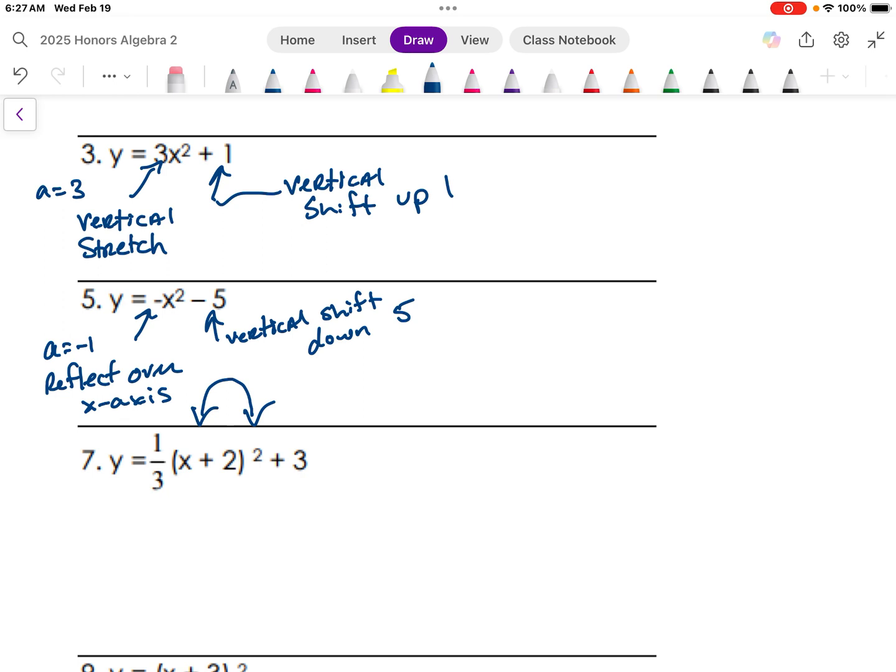All right, number 7, three things going on here. We got something out front, something in the middle, and something at the back. So again, out front of the parentheses tells me my vertical shrink and reflections and my stretches. Well, again, it's 1/3. A is equal to 1/3. And 1/3 is technically between 0 and 1, so that tells me that this is a vertical shrink. Again, you can use the word compression.